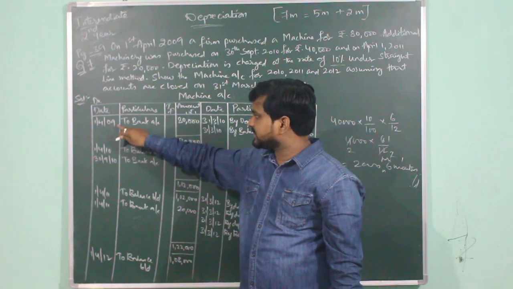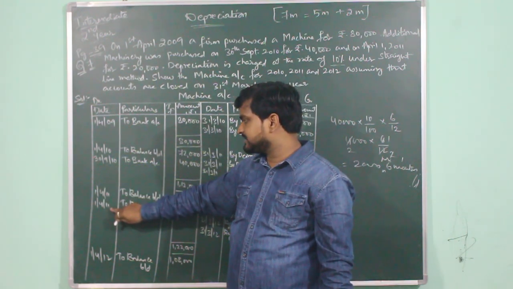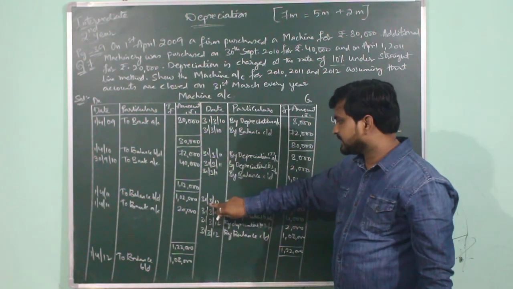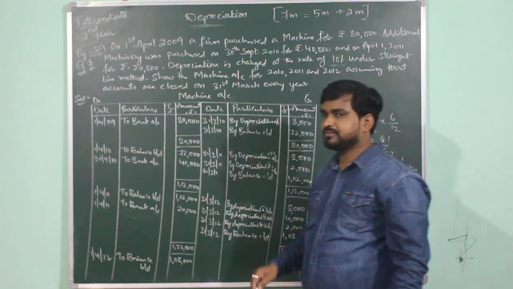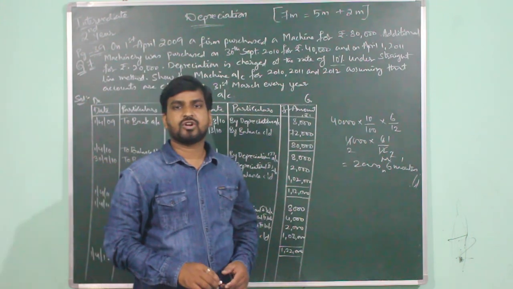One which is purchased in the year 2009, second which is purchased on 30th September 2009, and the third which they are purchasing on 1st April 2011. So this financial year will be ending on 31st March 2012, and this time they will be providing depreciation on three machineries. So what is the annual amount of depreciation on first machinery?